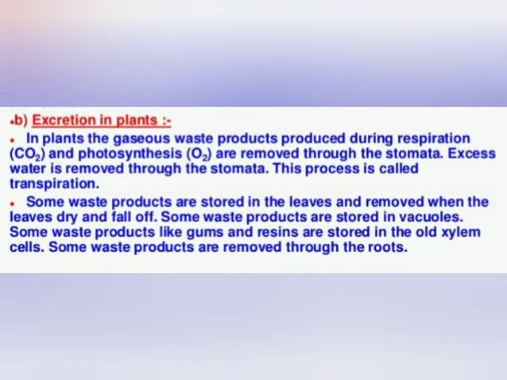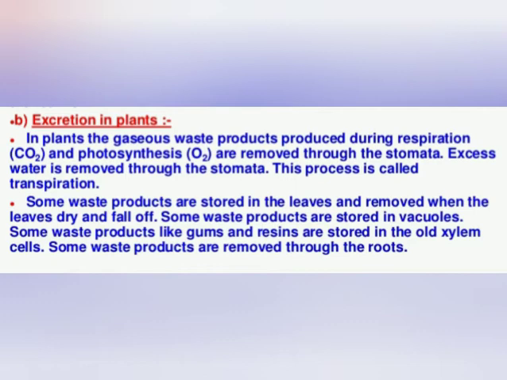Excretion in plants. In plants, the gaseous waste products produced during respiration, that is carbon dioxide, and photosynthesis, that is oxygen, are removed through the stomata. Excess water is removed through the stomata. This process is called transpiration.